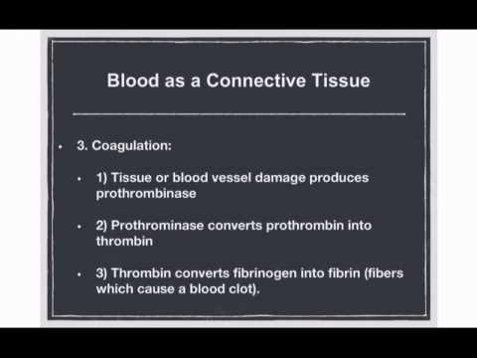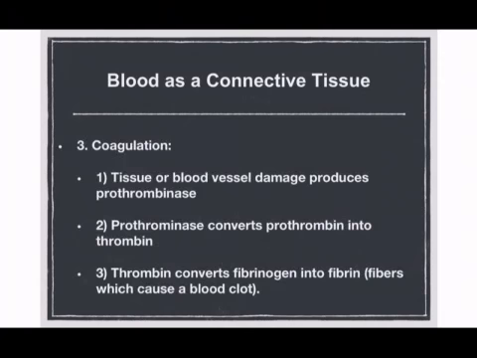But the third step is coagulation. There are three steps to coagulation. This simple process is shown in your book where there's a flow of events. The first thing is that the tissue or blood vessel damaged produces prothrombinase. Prothrombinase is an enzyme, so typically when something ends in -ase, that is indicative of it being an enzyme, and it's an enzyme that activates prothrombin. So the prothrombinase will be produced, and then in the second step, that enzyme will convert prothrombin into thrombin.